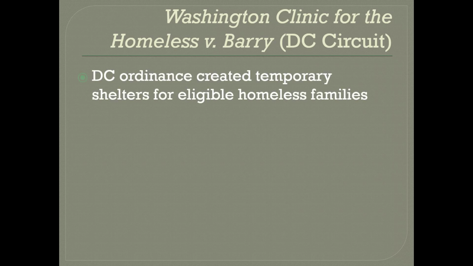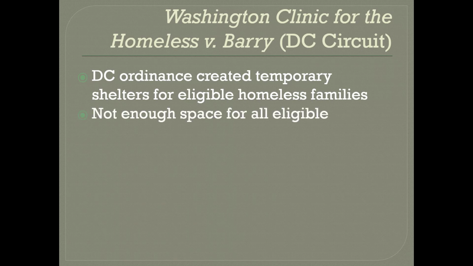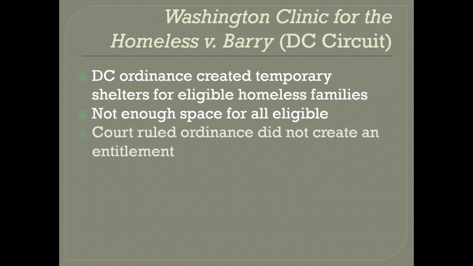Circuit Court of Appeals. The city of the District of Columbia created a bunch of temporary shelters for eligible homeless families. So if you were a family and you made less than a certain amount of money, you were eligible to stay at one of these temporary homeless shelters. The only problem was money was limited, of course, and the District of Columbia did not have enough space to build shelters for all of the families that were eligible for this program.